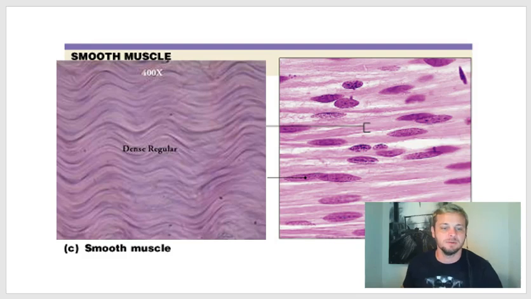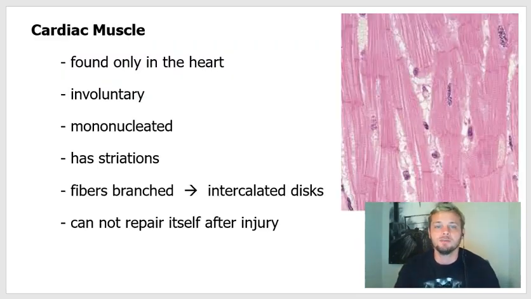But let's finish up muscle with cardiac muscle. You're only going to find cardiac muscle in the heart. It is involuntary, so you can't control it. Mononucleated, it has striations. So if you look, you can still see that banding pattern here. But it also has these intercalated discs that are a special type of gap junction. So it allows this electrical activity from this cell to directly transmit to this cell. The heart is pretty terrible at repairing itself after damage. So if you have a heart attack, that part is going to die.